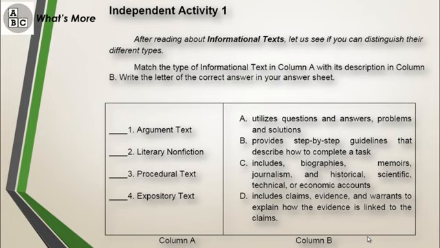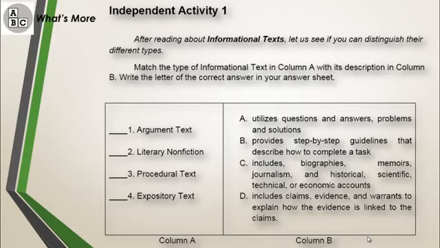Independent Activity 1. After reading about informational texts, let us see if you can distinguish their different types. Match the type of informational text in column A with its description in column B. Write the letter of the correct answer in your answer sheet. Column A. 1. Argument text. 2. Literary nonfiction. 3. Procedural text.